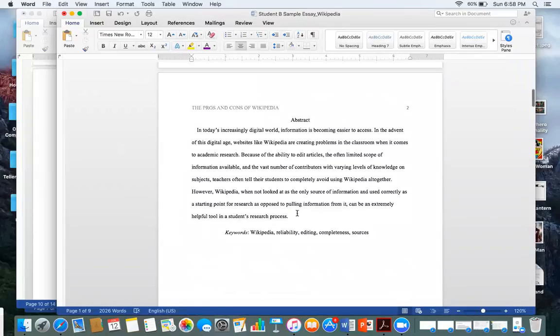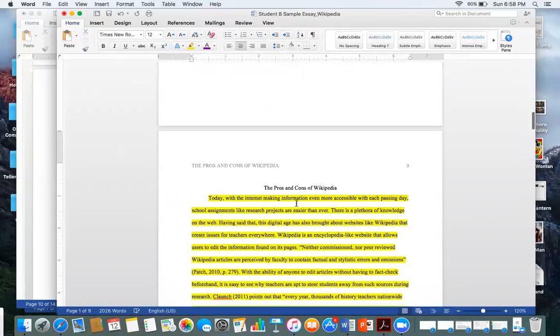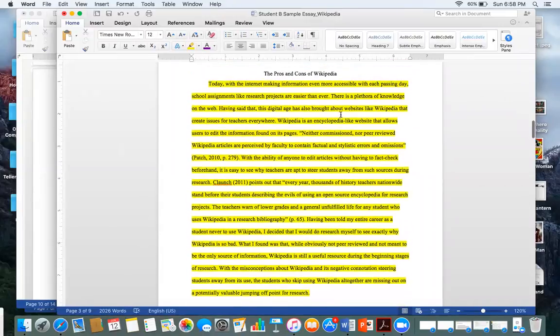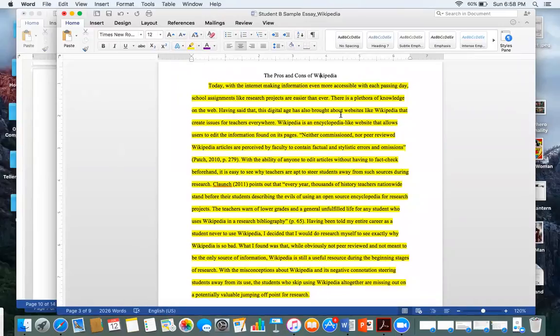So again, we have an abstract that's a pretty good length. We've got really strong APA format here. We've got our title, The Pros and Cons of Wikipedia. So we already know that the student's going to be looking at both these pros and these cons, right? So I'm going to go ahead and read the introduction, and then we're going to do the same thing. We're going to walk through those specific points.